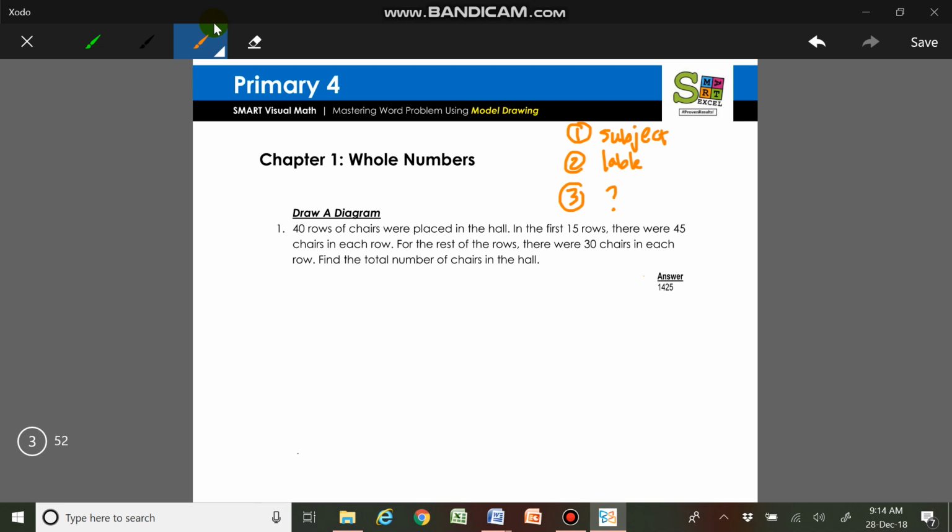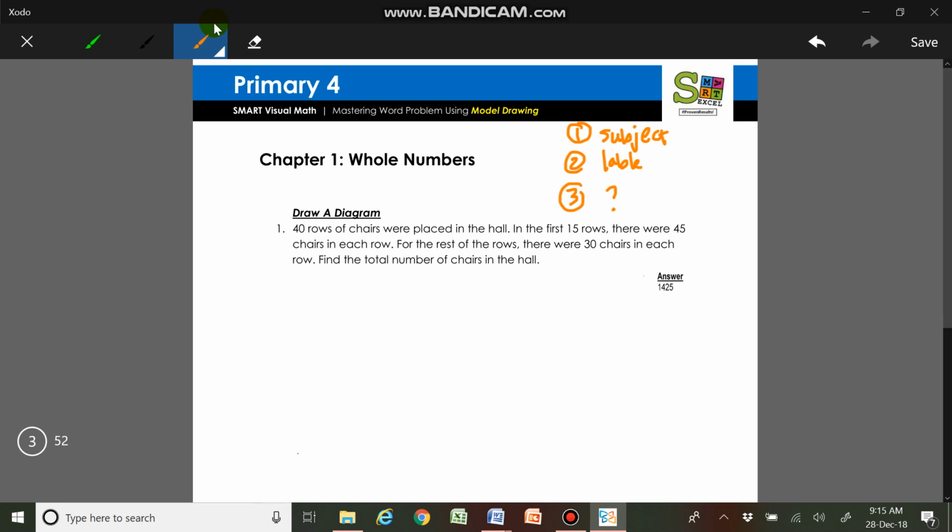These 3 steps are quite essential, because this is where we translate every sentence from the problem sum into a diagram or a model so that our child can understand better. Alright, so let's do our first question here.